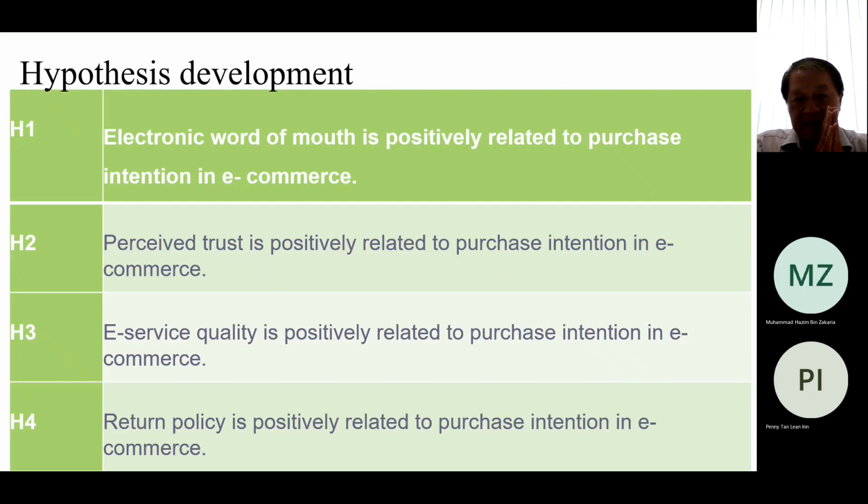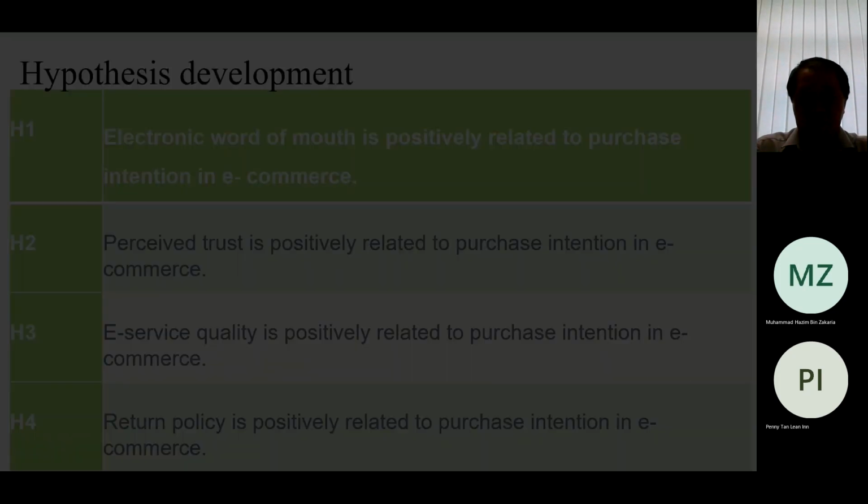Okay, with this, I come up with four hypotheses here. The first hypothesis is electronic word of mouth. The second hypothesis is perceived trust. The third one is e-service quality and return policy. All these are positively related to purchase intention. Okay, these are the four hypotheses that come up.